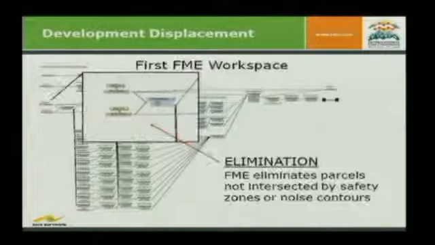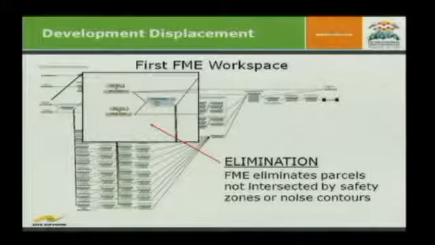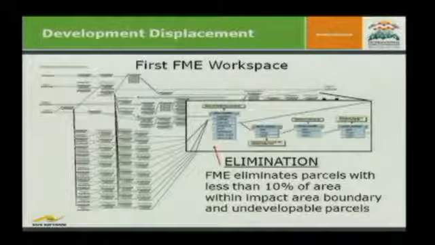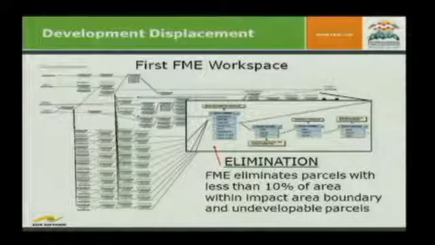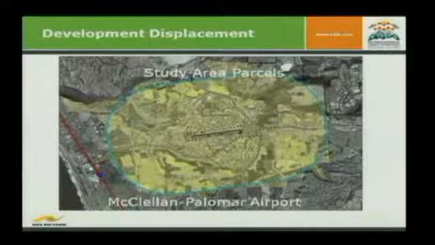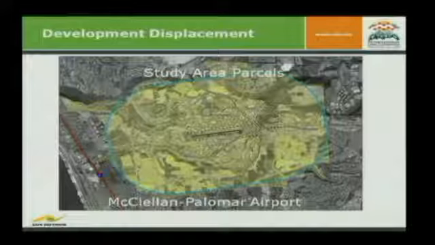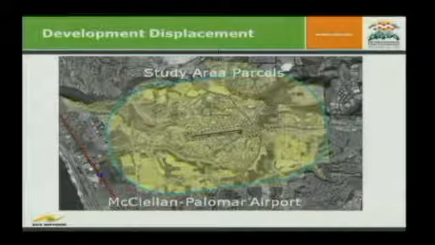So this is what our first workspace looked like. This is where we're eliminating the parcels based on the safety zones and the noise contours. So if they weren't intersected by our safety zones or noise contours, they were kicked out. Right. This is where the analysis starts to take into account the 10% inside criteria, I believe. And this is where we also removed the federally owned parcels. So in the end, this is our study area, and in gold, these are basically the outlines of all the parcels that were included in the initial part of our analysis.